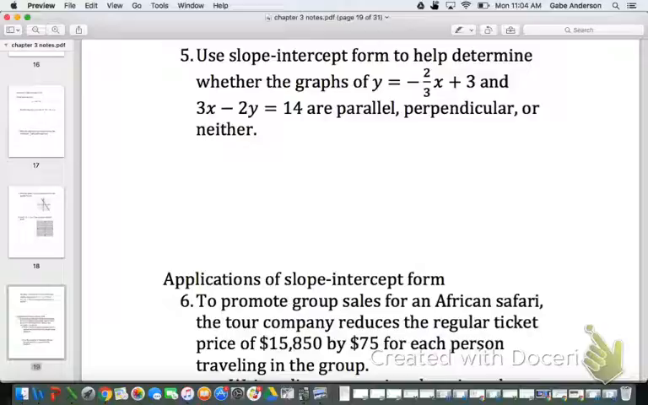All right, so please take a minute to look at number 5. Let's decide whether those lines are parallel, perpendicular, or neither.